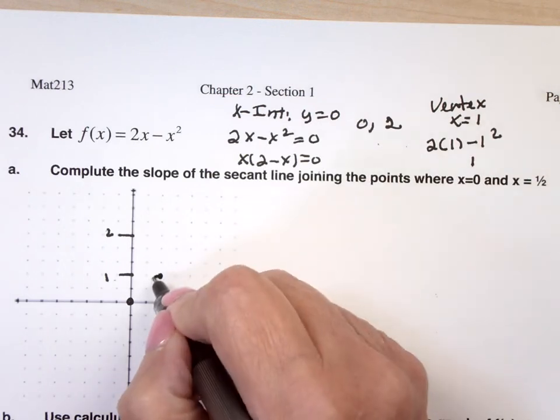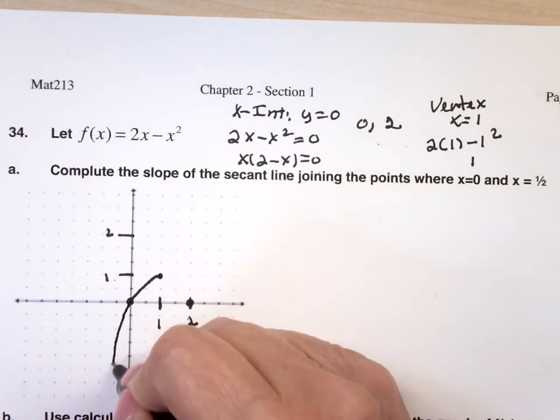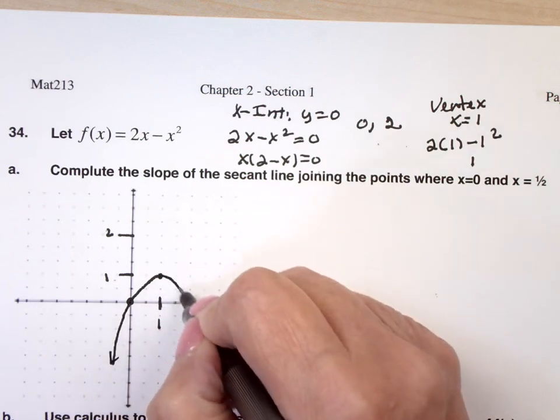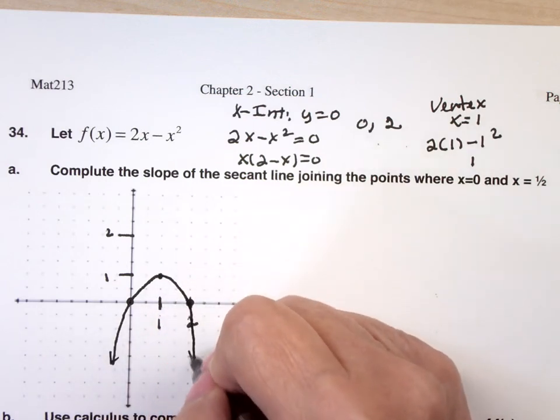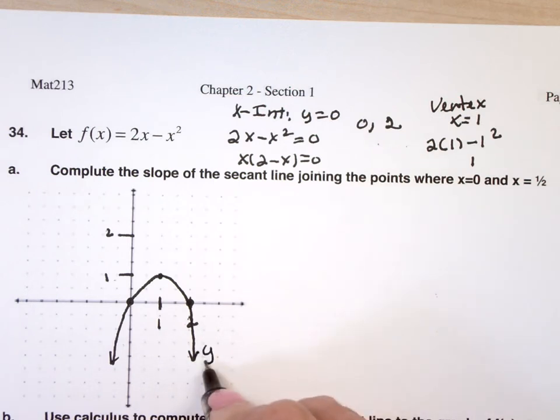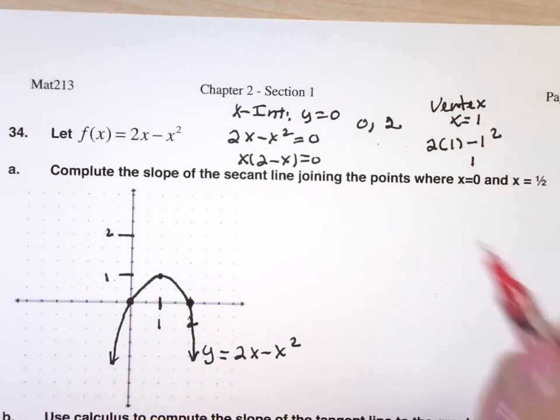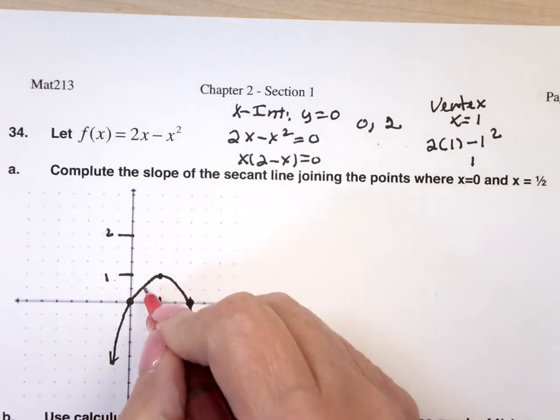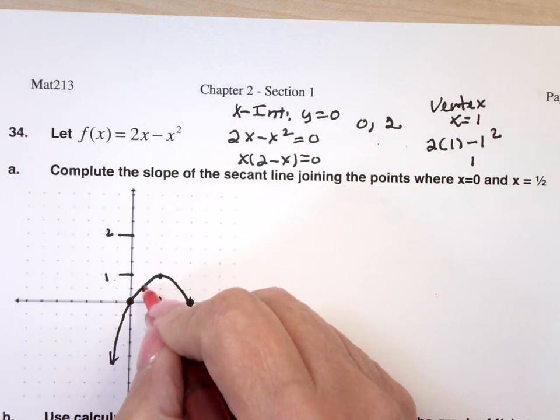And now I try to get a good graph of it. That's the bowl. So this would be the graph of y equals 2x minus x squared. It says compute the slope of the secant line between 0 and 1/2. So here's 0, here's 1/2.